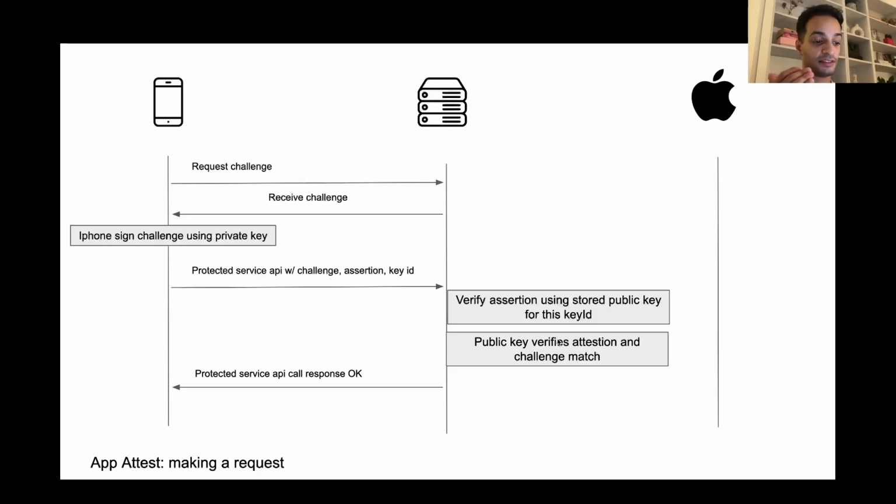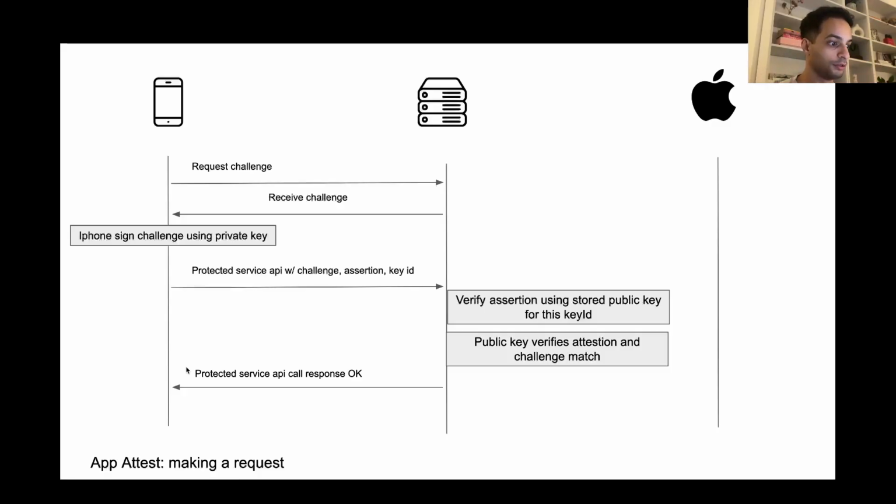If the attestation is verified and the challenge that was sent over to you matches the one that was requested before by the iPhone, it means that the API request is legitimate, and you can go ahead and proceed with the API service that you were going to do, whatever that is. You do that API service, and then you respond back to the app that the service was done. That's it.